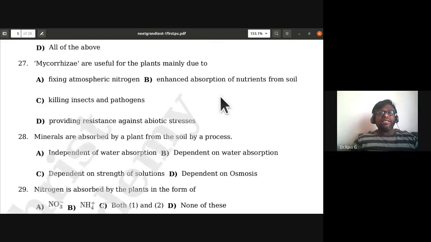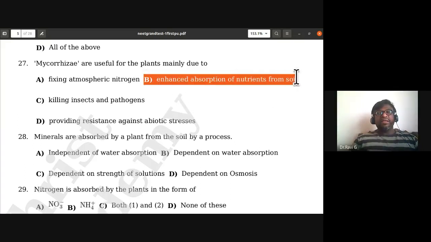27, mycorrhizae are useful for the plants mainly due to, okay, is it because of fixing atmospheric nitrogen, or is it enhanced absorption of nutrients from soil? So it is because of enhanced absorption of nutrients from soil. I told you when we discussed mycorrhizae, they are longer than the root hairs, and they help in absorption of nutrients and water from soil. So mycorrhizae are useful for the plants mainly due to the enhanced absorption of nutrients from soil.